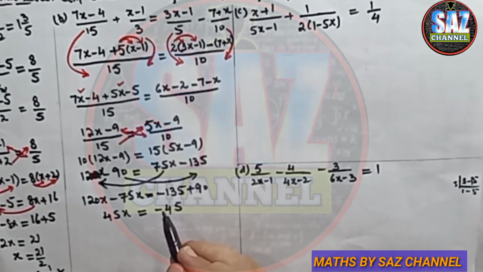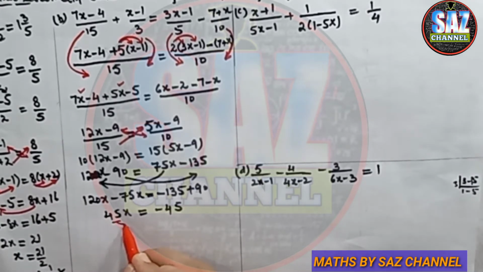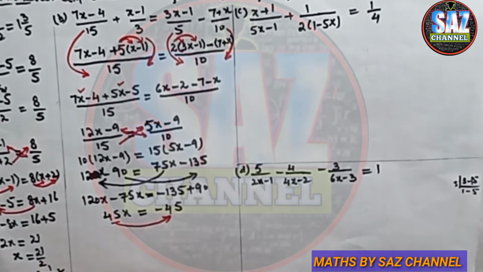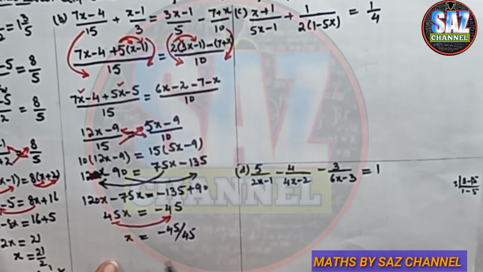Now what I have to do, I have to get the value of x. In order to get the value of x, I have to shift this 45 to the other side, and it will become the denominator of 45. x equal to minus 45 upon 45. This is 45 ones and 45 ones. x equals minus 1. I hope you are clear about this question. Let's move to the next question.